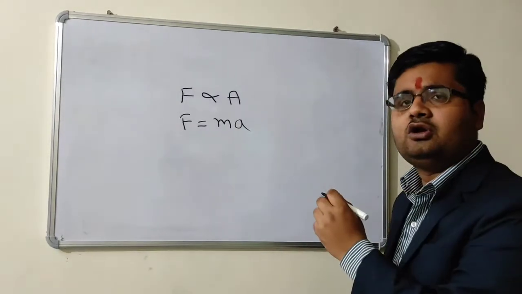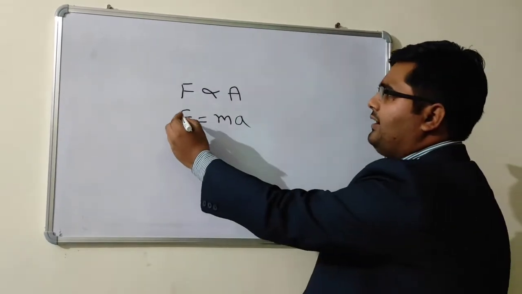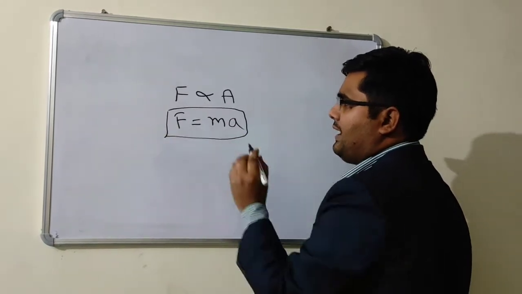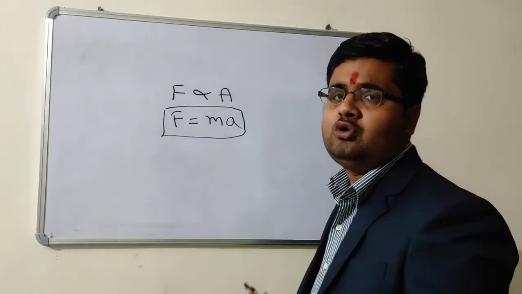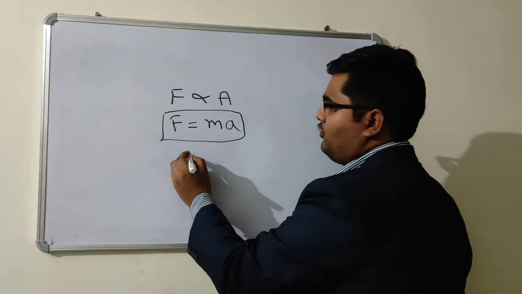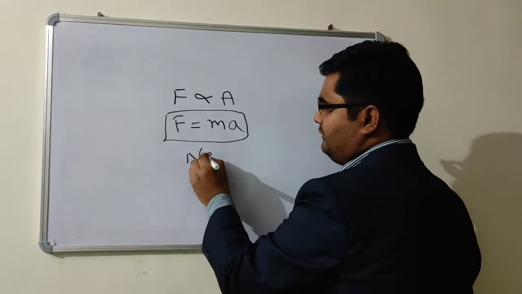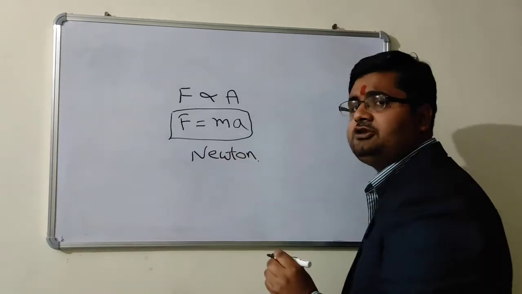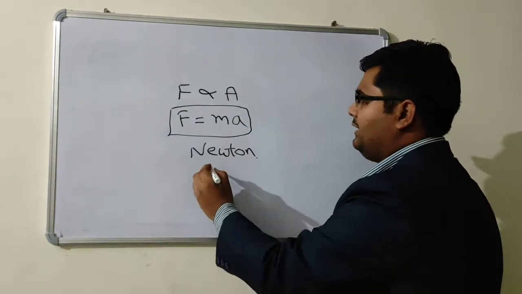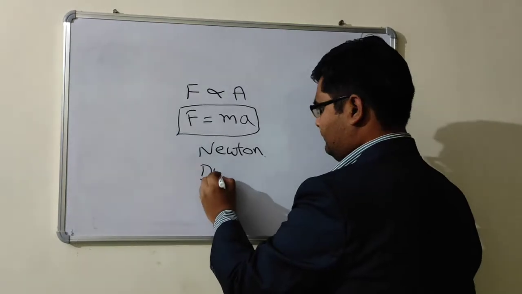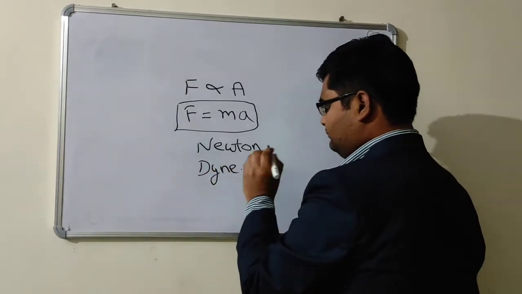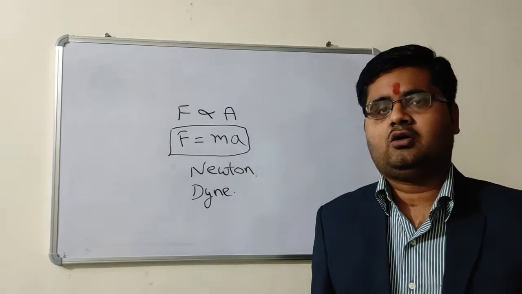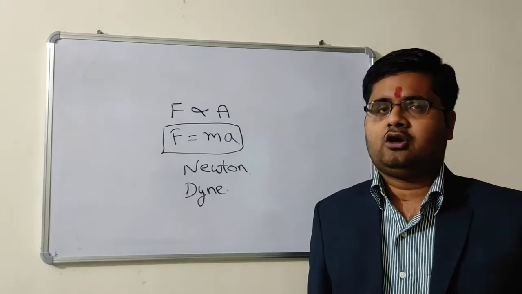From Newton's second law of motion, you get mathematically F equals ma. And you all know that the SI unit of force is Newton and the CGS unit of force is dyne. So now 2 laws of Newton are complete. Now we will go to the third law.